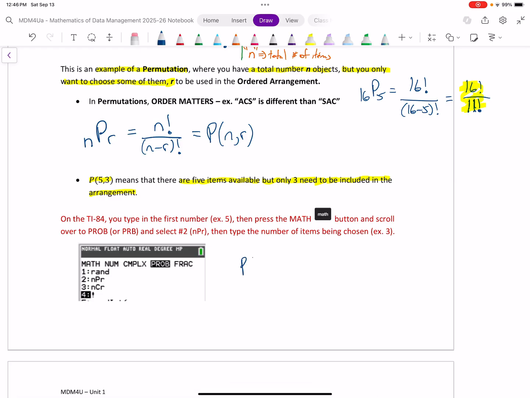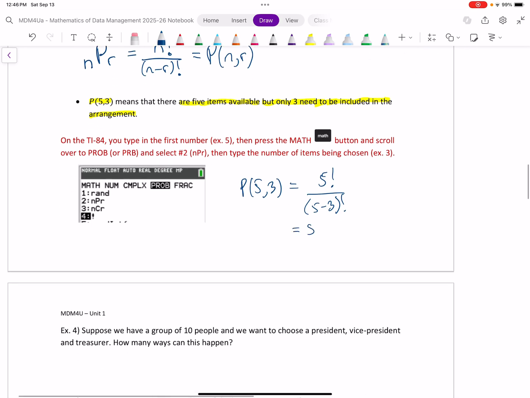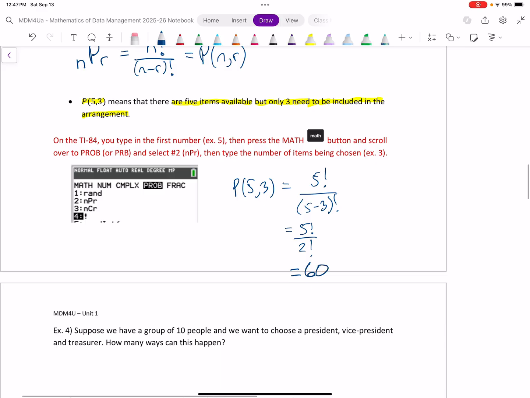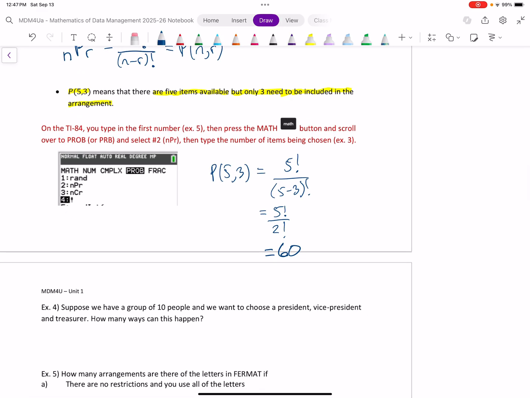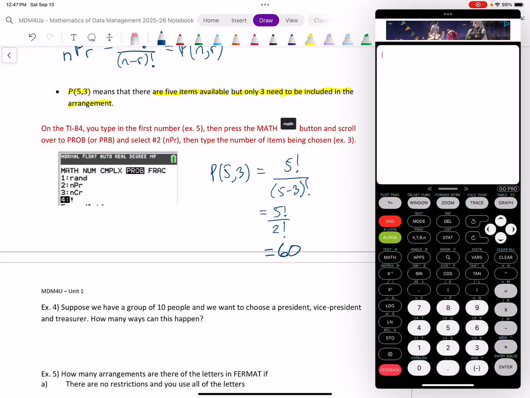So P(5, 3), that's really 5 factorial over (5 minus 3) factorial, which comes out to 5 factorial over 2 factorial. And you could do this on your calculator, or you could expand this, 5 factorial over 2 factorial, which comes out to 60, I believe. Or you could just jump to the answer. And so our calculator will do this for us.